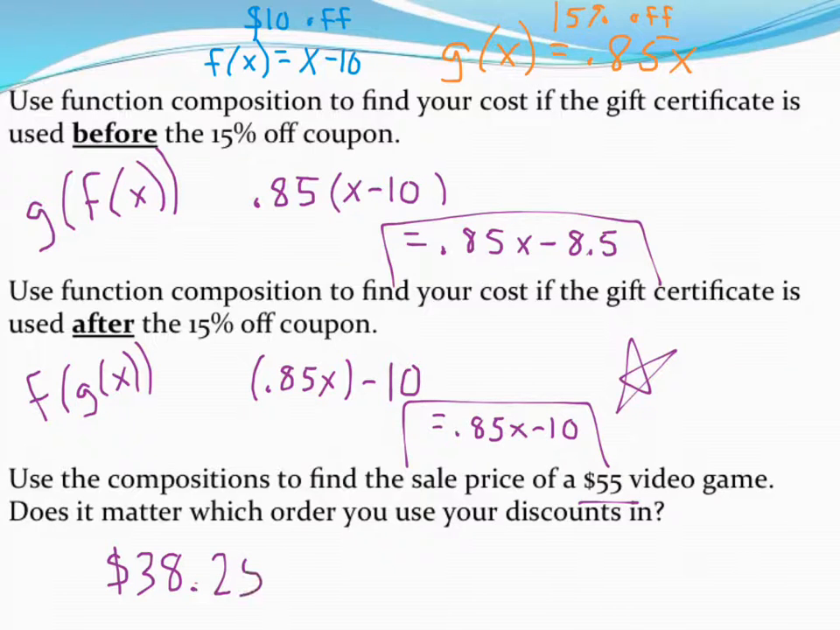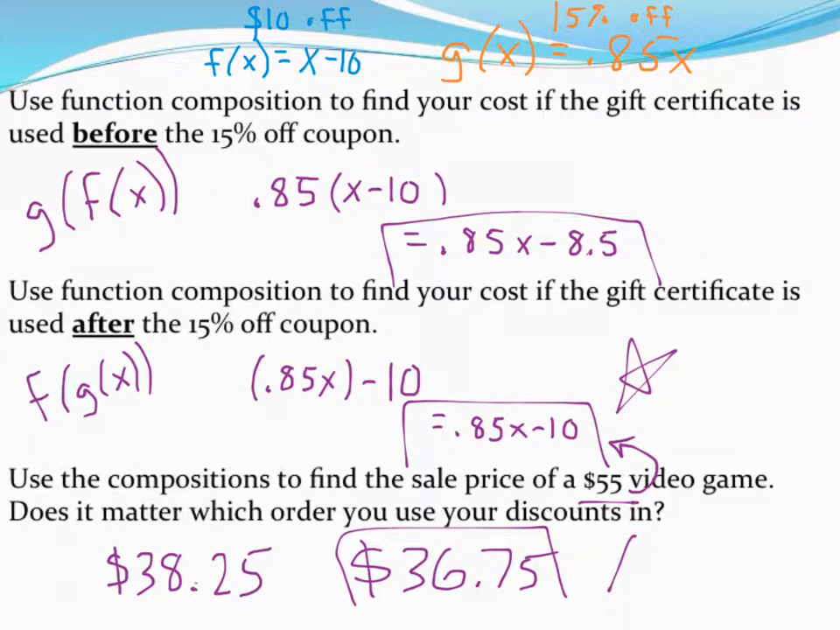$38.25. However, if I plug 55 into the second method, the one that we predicted should save us more money, that's if we do the 15% first and then take the $10 off, I see that that costs me then a total of $36.75. So as predicted, yeah, that's going to be cheaper. So yes, it definitely does matter.